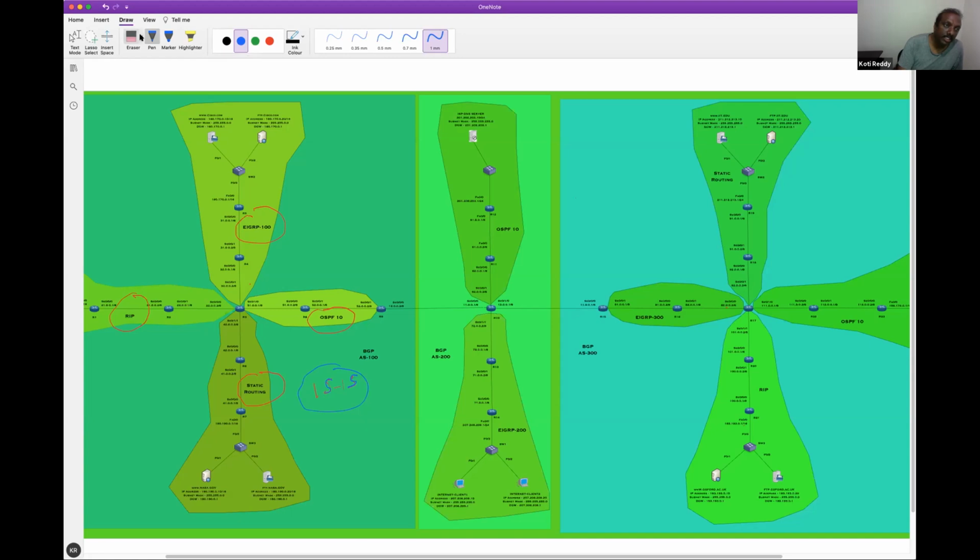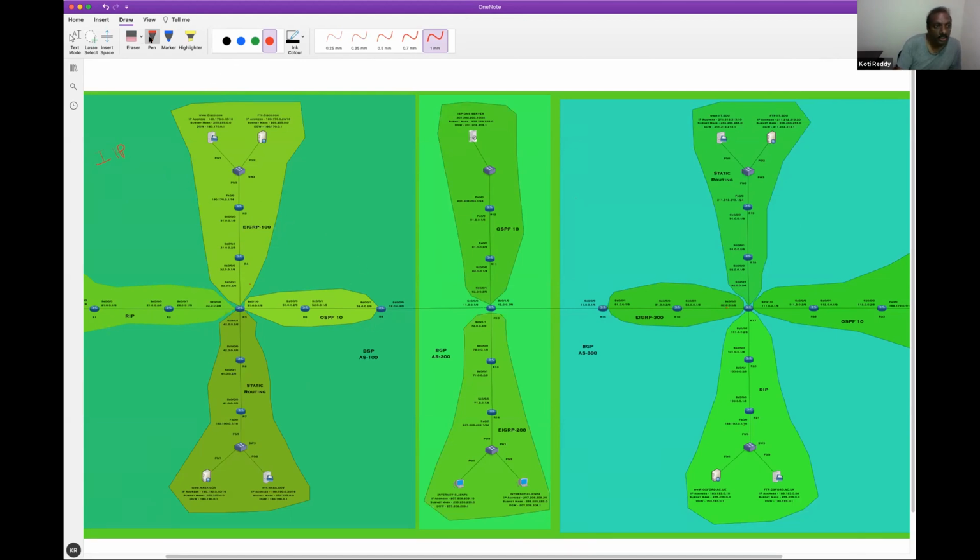So within the ISP network, we use routing protocols like RIP, OSPF, EIGRP, ISIS, and these are called interior gateway protocols. So these are called interior gateway protocols.